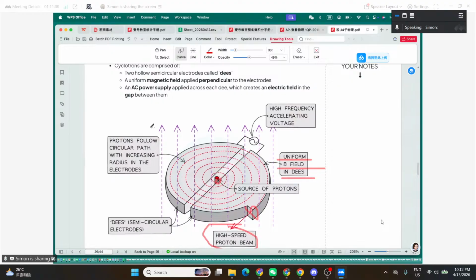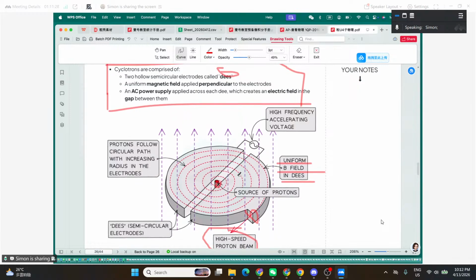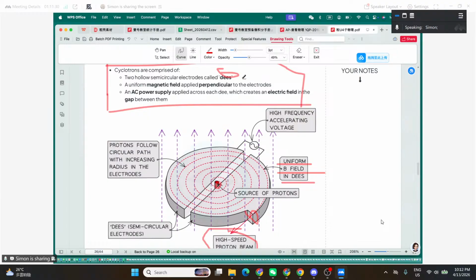Remember this one. This is important. I will highlight this one. This is a detailed process. A cyclotron accelerator is comprised of three parts. The first part is the two hollow semicircular electrodes, and we call these the D's. Understand? It's D's.